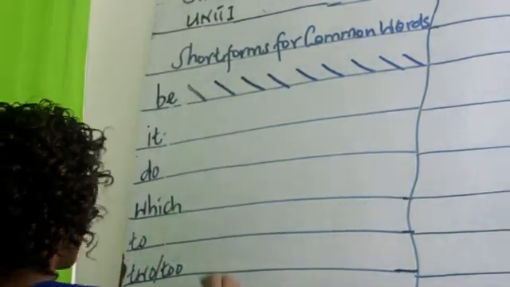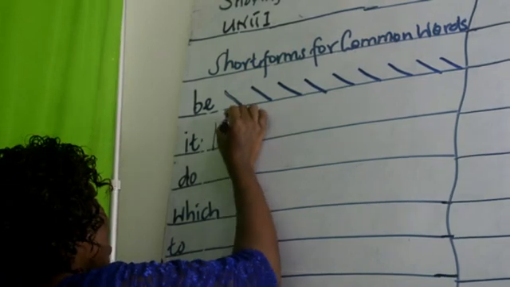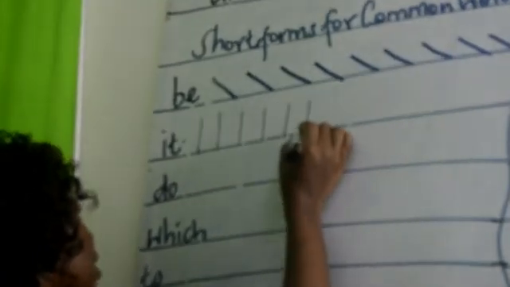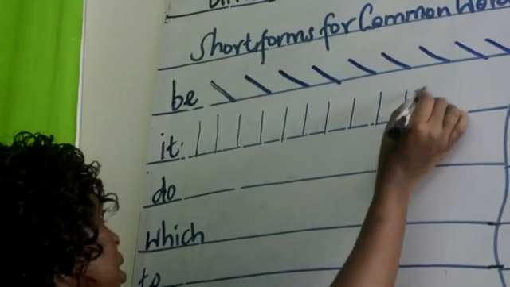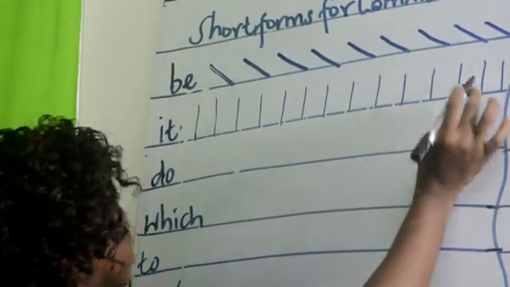We have the short form it, and it's drilled using a stroke of T, a light stroke, on the line. It. Drill as you pronounce the word, using a light stroke.